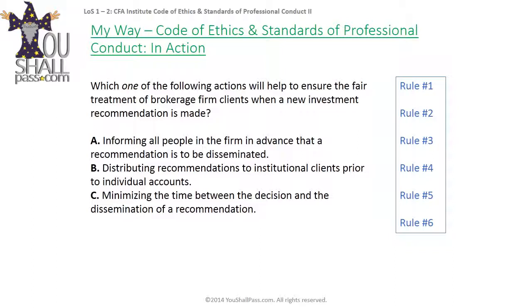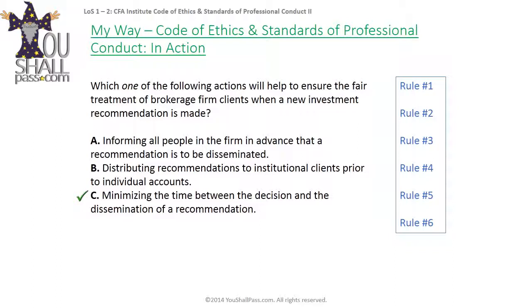Rule number 1, deal fairly with people. That means that all clients deserve the same chance of benefiting from the new investment recommendation. The only option that ties in most closely with this requirement is option C. So we're going to select that as our answer here.